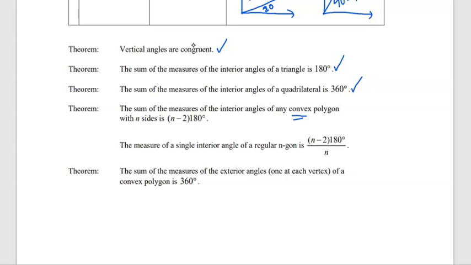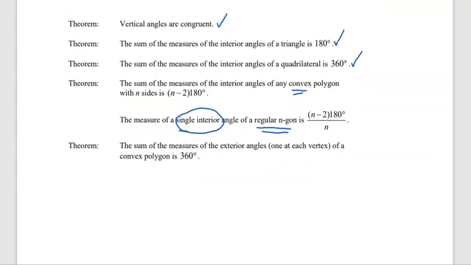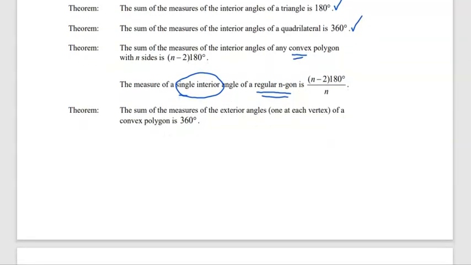Then if you have a regular polygon, if you'll recall that definition, regular polygons are equilateral and equiangular, meaning all the sides are exactly the same and all the angles are exactly the same. If it is regular, you could find one angle, a single interior angle, by taking that total degrees and dividing it by the number of angles. And I want to just make sure that everybody really understands these theorems. So I'm going to draw you a visual here to reinforce this.